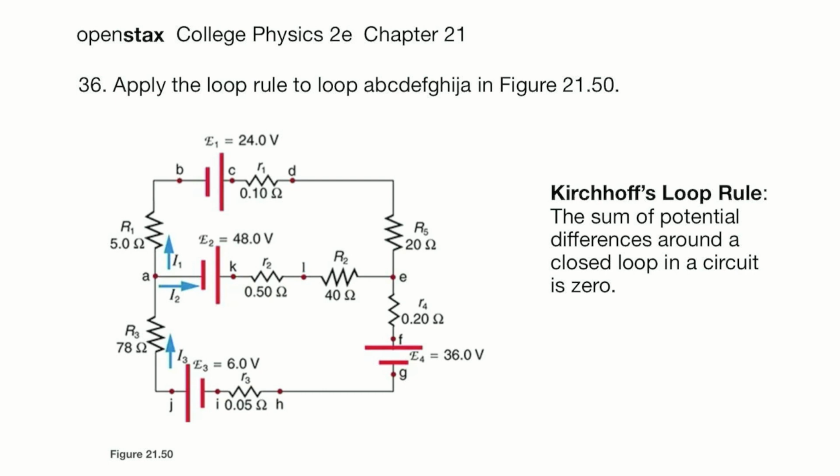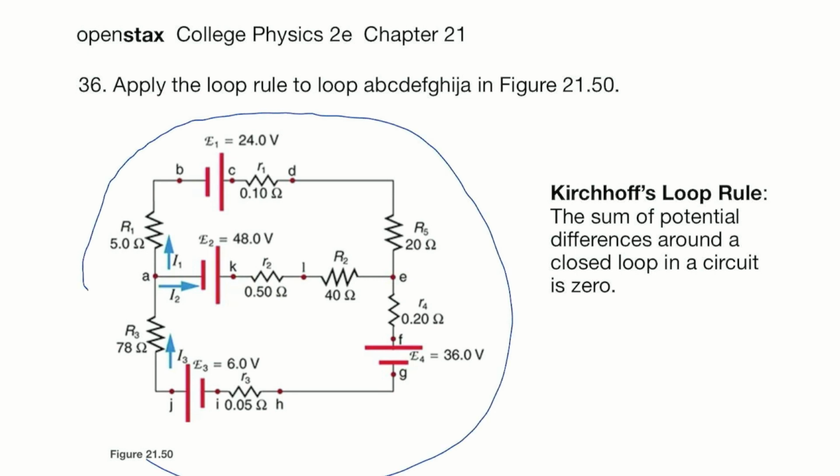In this problem, we have a circuit. We need to apply the loop rule to the loop specified. Kirchhoff's loop rule says that the sum of the potential differences around the closed loop in a circuit is 0. All right, and so our loop starts at A, goes to B, C, D. So we're going around the outside. So that's how we're going to traverse the circuit.